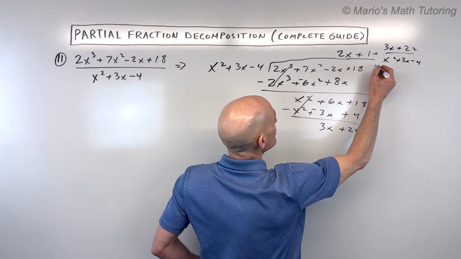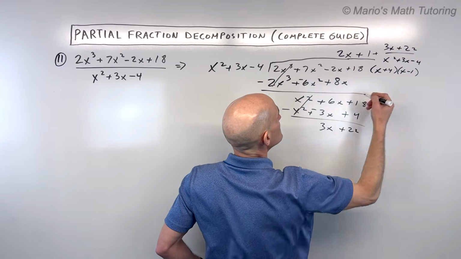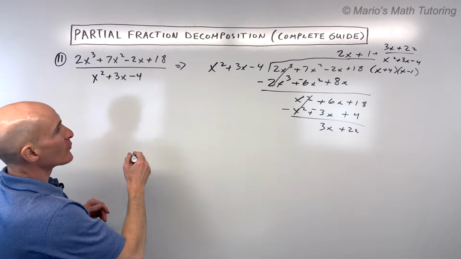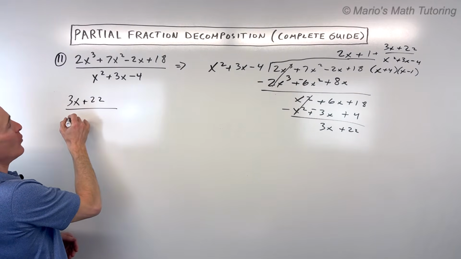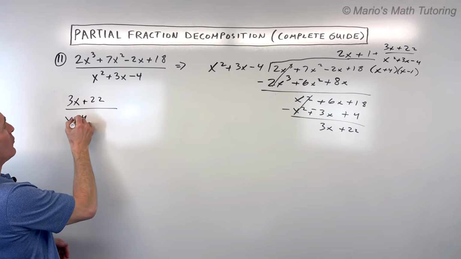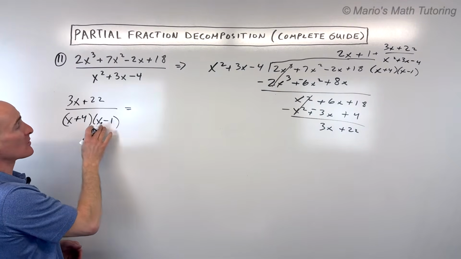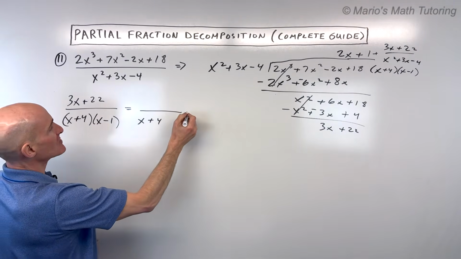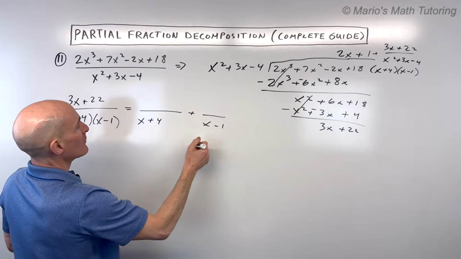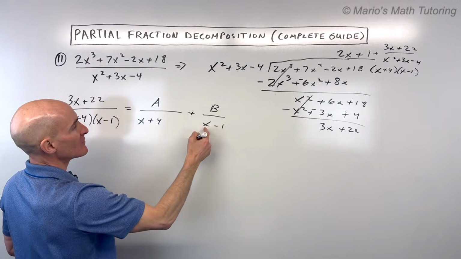So the key is, remember, to factor the denominator as much as you can. And let's bring it over here. So this is 3x plus 22 over x plus 4 times x minus 1. Okay, these are linear factors. Let's just do our partial fraction decomposition. Remember, the degree in the numerator is 1 lower. This is going to be a constant. Same thing here, 1 degree lower.